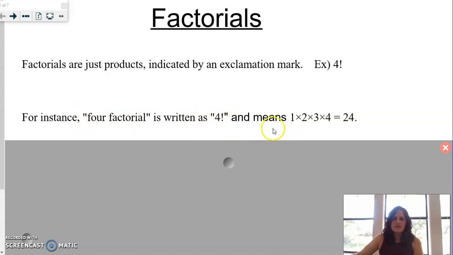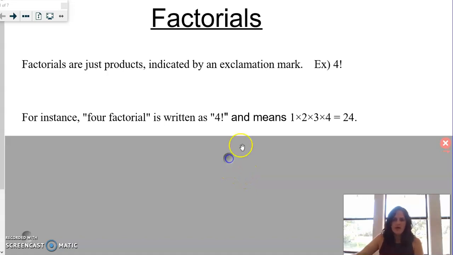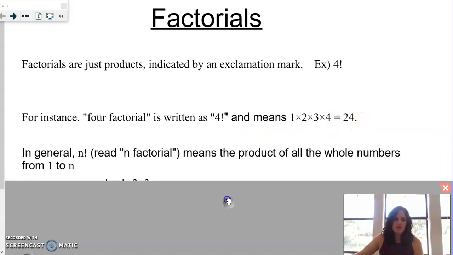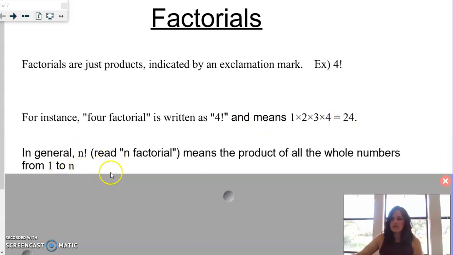And what it means is 1 times 2 times 3 times 4. Basically, it's a product, multiplication, of that number and all the whole numbers below it, starting with 1. So the answer to 4 factorial is 24. All right. In general, this is just a very generic formula for n factorial. It means the product of all the whole numbers, integers, from 1 to n.